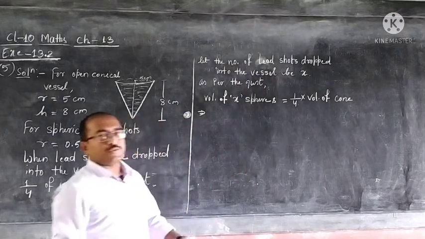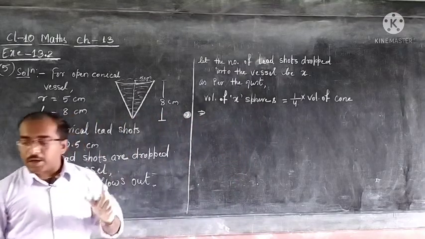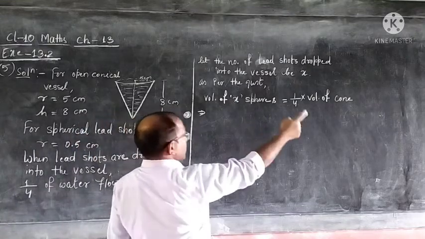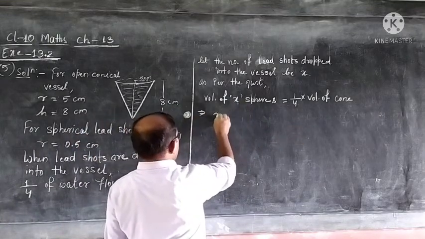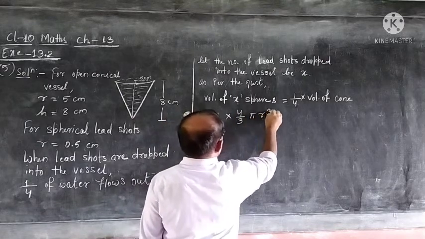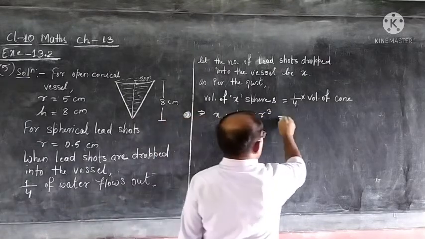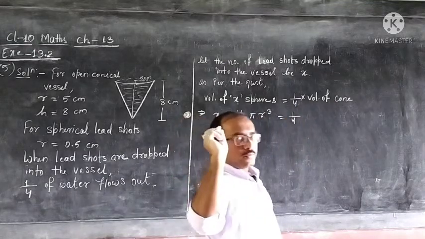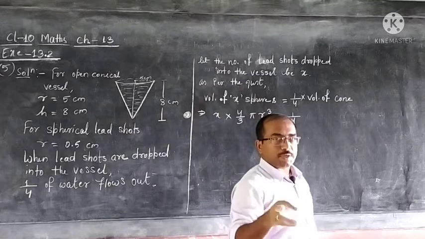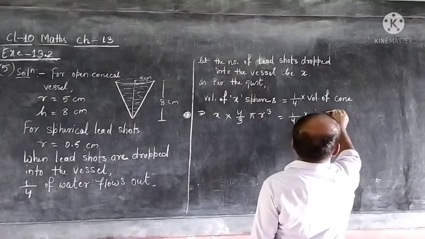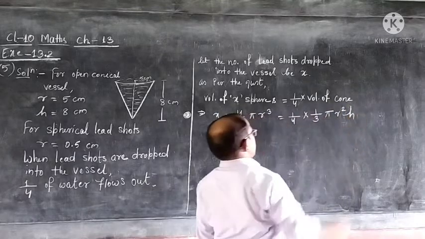What is the volume of sphere? 4/3 pi r cube. And what is the volume of cone? 1/3 pi r square h. So, x into 4/3 pi r cube, this is the volume of spheres. And 1/4, this 1/4 from where? That is 1/4 of the volume of water flowing out of the vessel, remember. And then volume of cone, 1/3 pi r square h.